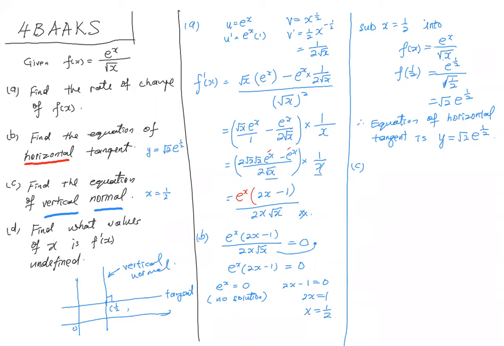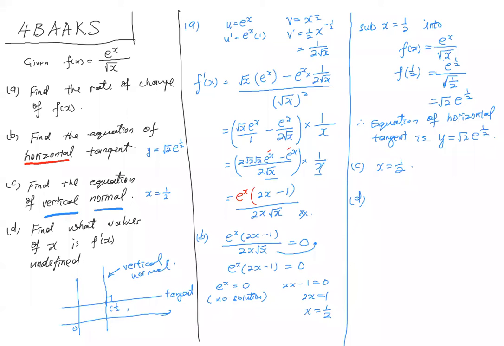So you tell me, what is the equation of a vertical normal? Is it x equals to half? Yes, it's x equal to half. Done.